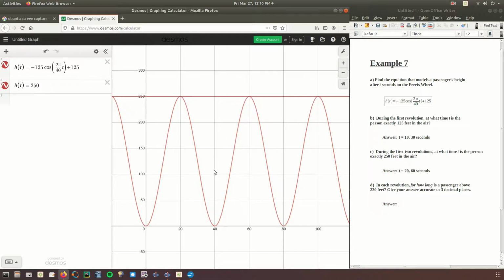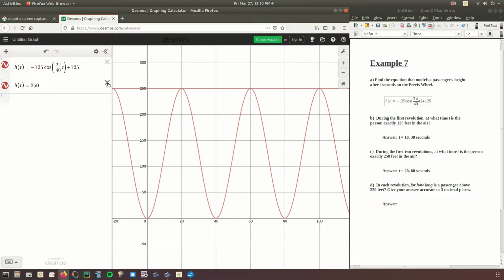Finally, part D, which is certainly my favorite question to ask associated with this one here. In each revolution, for how long is a passenger above 220 feet? You should notice that 125 feet was a very clean value for this problem. It was exactly our midline. 250 feet was a very clean value for this problem. It was exactly our maximum value. But 220 feet is not some clean value associated with this problem. I know it's a height that we get to, but it doesn't seem to have any special value relative to our sine curve out here, our cosine curve.